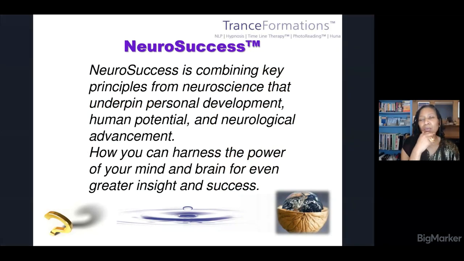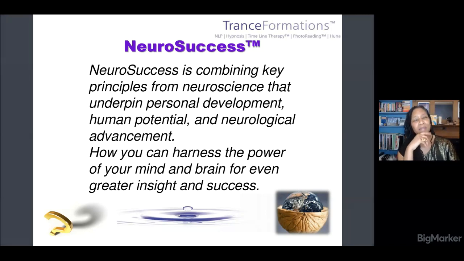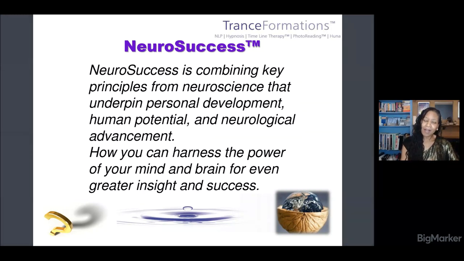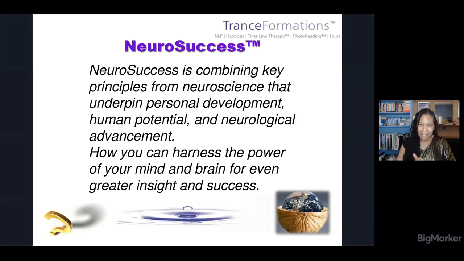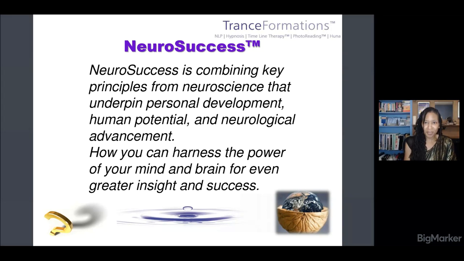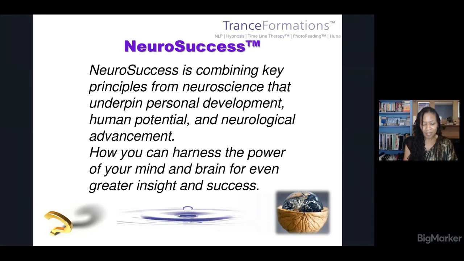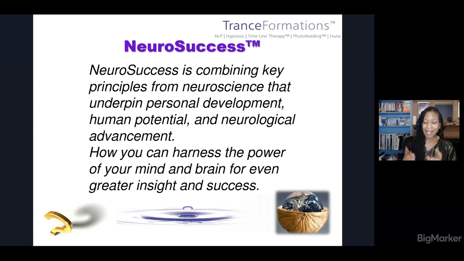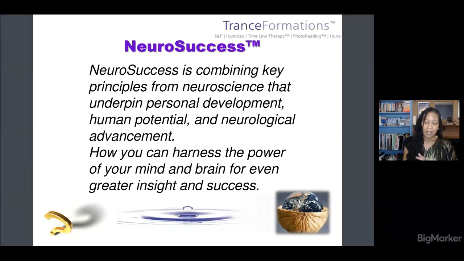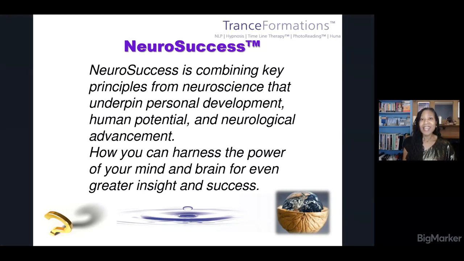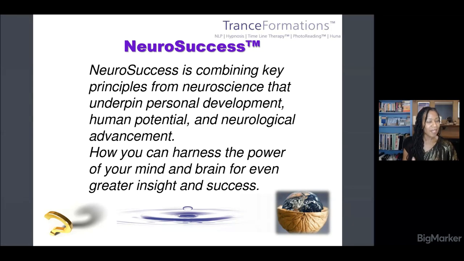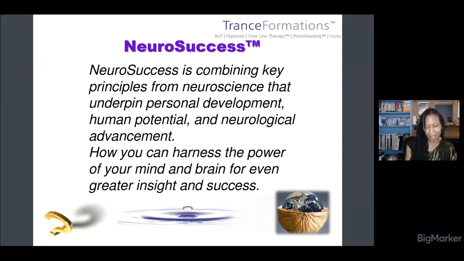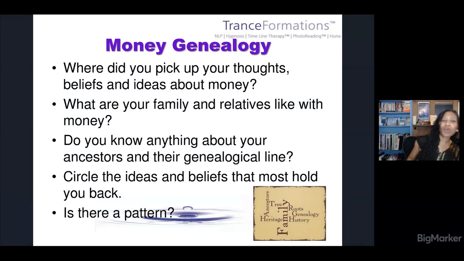And more recently, in the last 5-6 years, I have blended in the neuro success piece as well, which is combining key principles from neuroscience and looking at how that underpins personal development and human potential, and how you can then harness the power of neuroscience and personal development for even greater insight and success, so that things work, they stick, they last. What's really important for me is that you're working with the mind and the brain in the way that it works, rather than working against it. Because some of the techniques are great, but they're sometimes counterintuitive to the way that the mind and brain work. And that's why people find they've got a resistance and they're not able to implement. Looking at the neuroscience that underpins that has made it easier to have all of that slot into place.